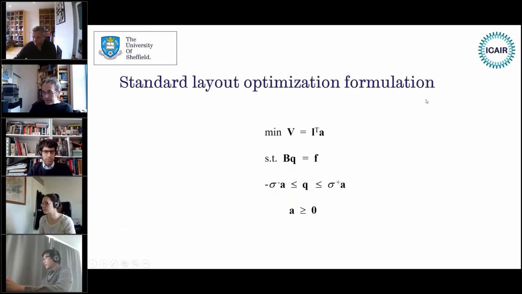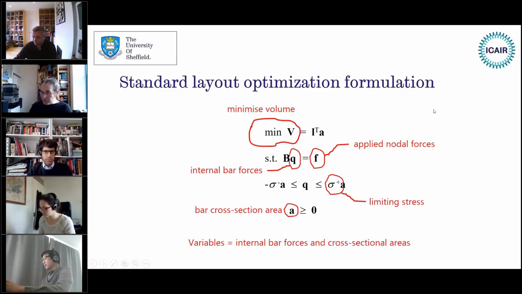In terms of the basic layout optimization formulation, it's a really simple one. This is the formulation that underpins a lot of our work. What we're trying to do by default is minimize volume, in other words, reduce the amount of material consumed in the given design. And we use simple mechanics along the way in getting there, so equilibrium and yield conditions to ensure that we have a structurally sound outcome. And the problem variables, area and internal bar forces, as you can see there in that slide.